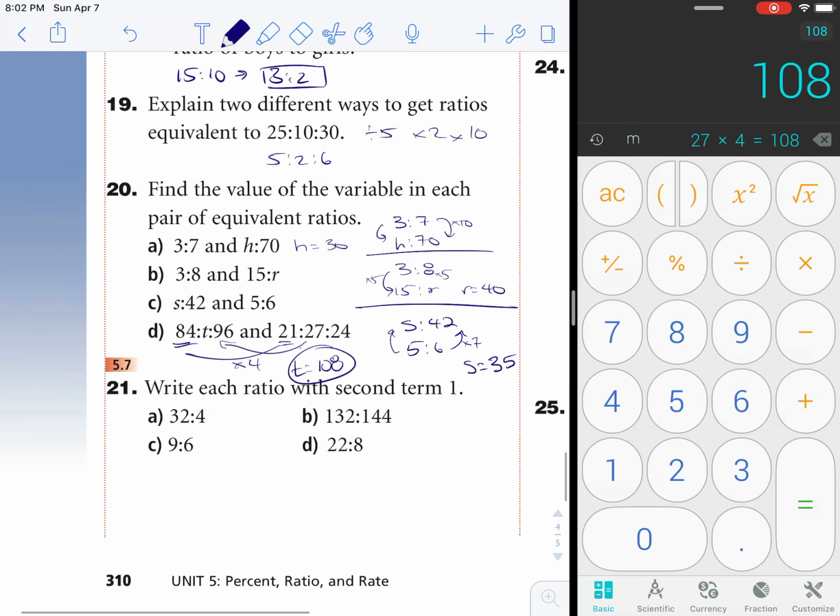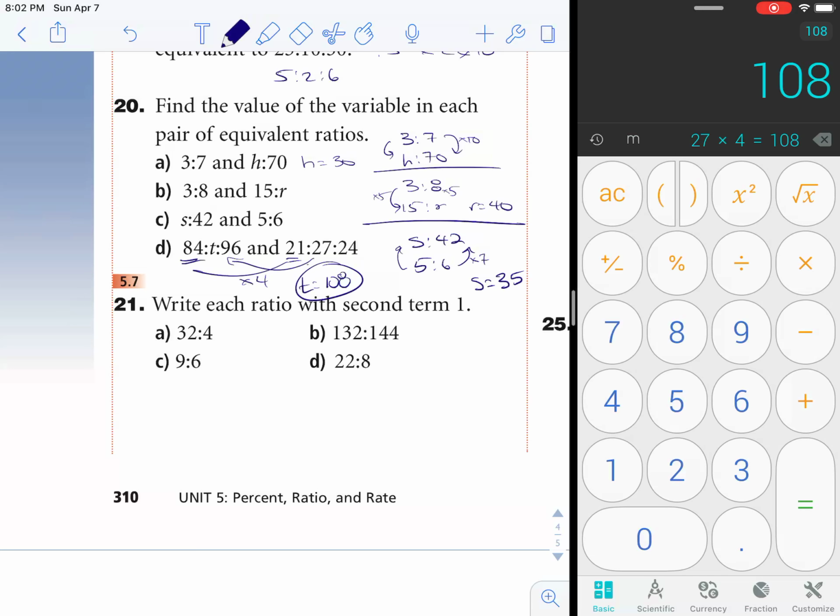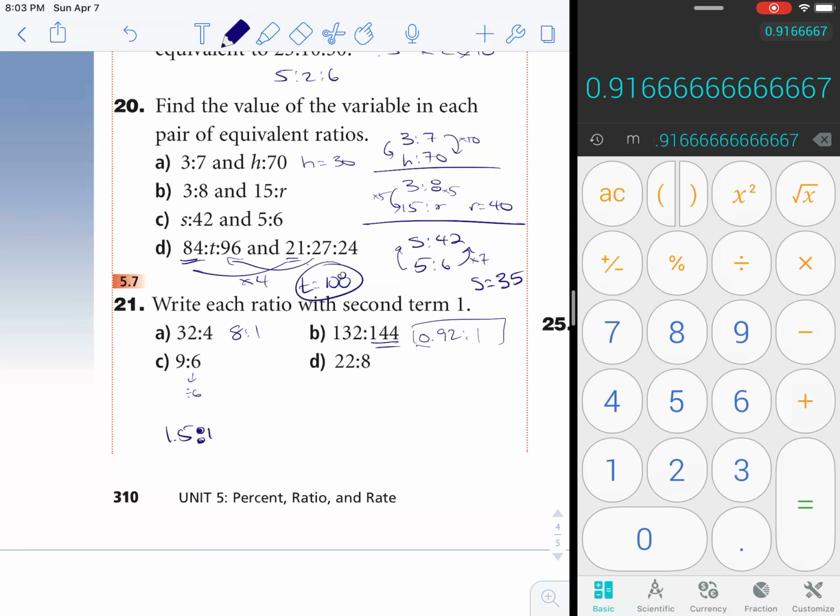Okay. Write each ratio with second term 1. So divide each thing by 4. So 32 divided by 4. This will be 8 to 1. Second term 1, so we got to divide by 6. So 9 divided by 6, you get 1.5 to 1. Second term 1, so we're dividing by 144. 132 divided by 144. And you'll get 0.92 to 1.